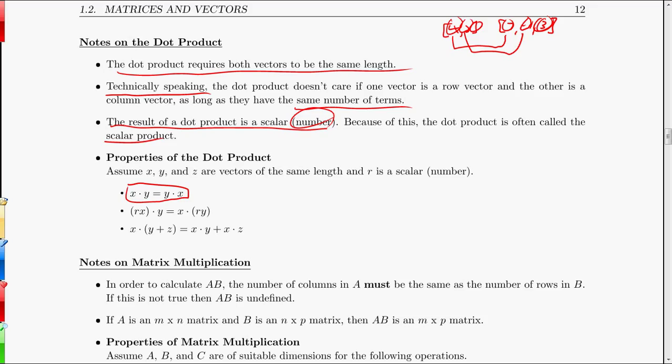Another property: the dot product distributes across addition, right? So x dotted with y plus z is the same thing as x dot y plus x dot z.